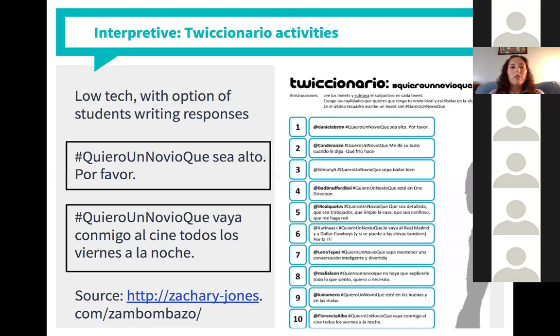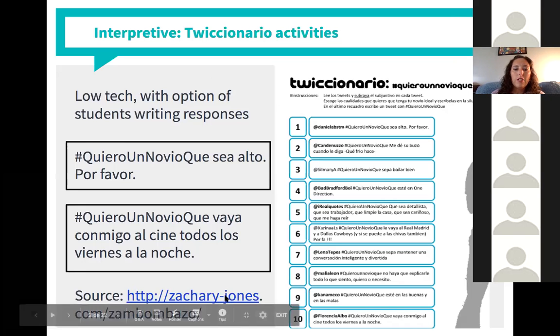Okay, let's start with Novice Low. So this is very, very low tech. Students can write their responses. A lot of people have said that Twitter might be blocked at their school, or they just don't want to deal with the devices. So sometimes when students leave the room, they just use their tweet as an exit slip, and that's fine. It's just a small, bite-sized quantity of language.